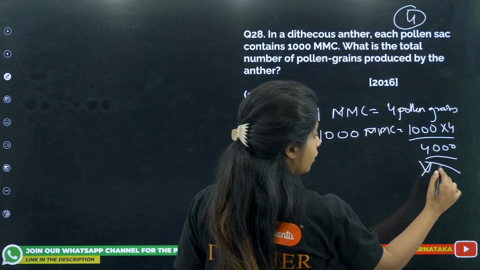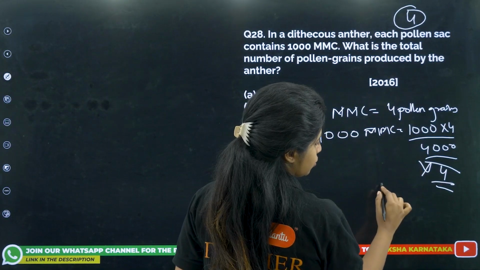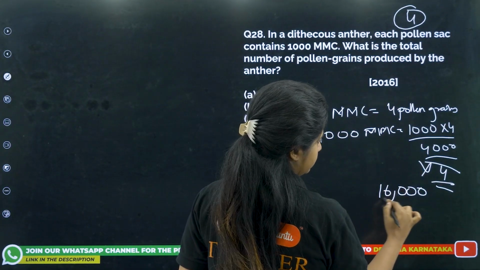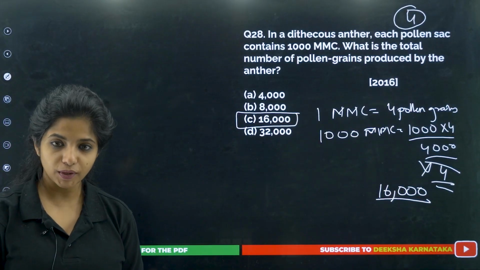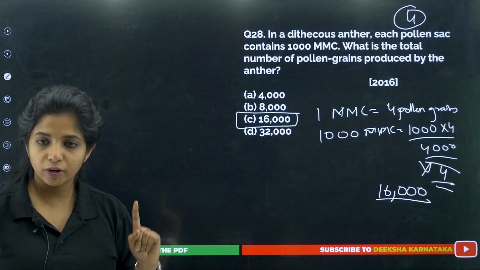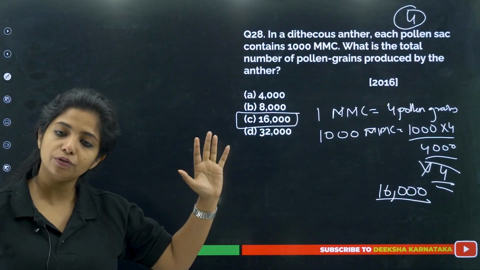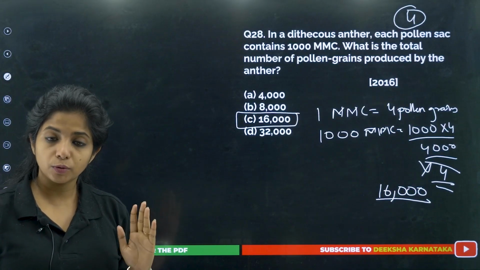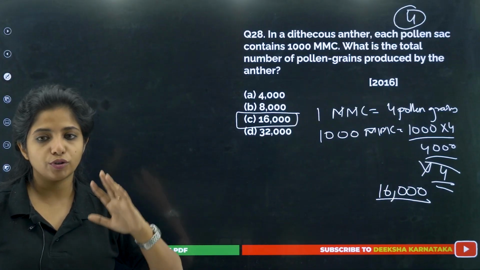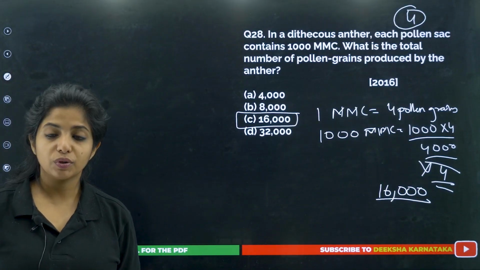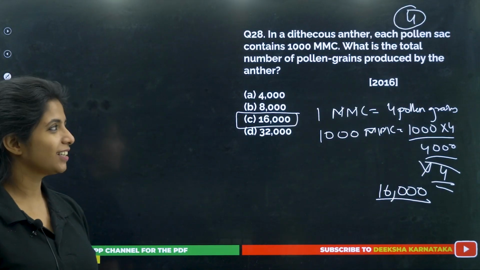But what if you have 4 of them like this? So it will be 16,000. Okay, 1 MMC gives you 4 pollen grains. 1000 MMC will be giving 1000 into 4 pollen grains. Okay, that is 4000 pollen grains. But what if you have 4 of them like this? So again, 4000 into 4, you get 16,000. This becomes your answer. Cool.